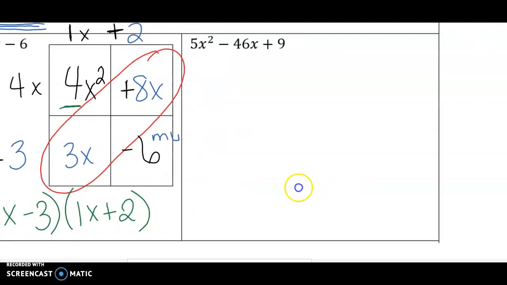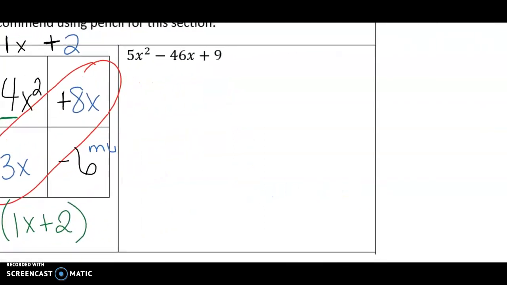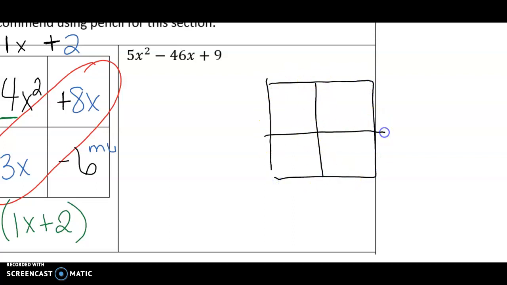Alright, so I'm assuming you have tried it by now. So let's go ahead and put it into my box. Let me draw my box. So we got 5x squared, positive 9, equals negative 46x. Alright, I know I have a 5x and x. There's no other way I can get 5 multiplying because I'm multiplying these numbers.